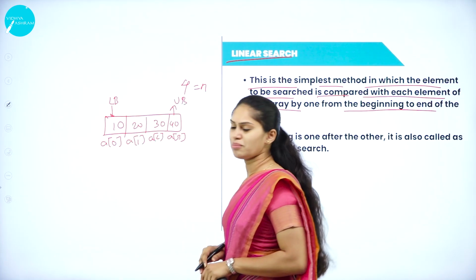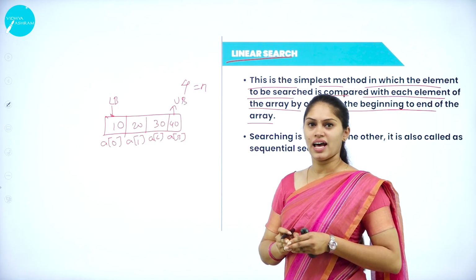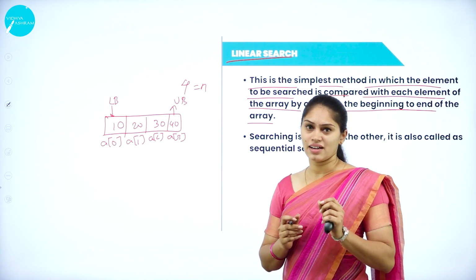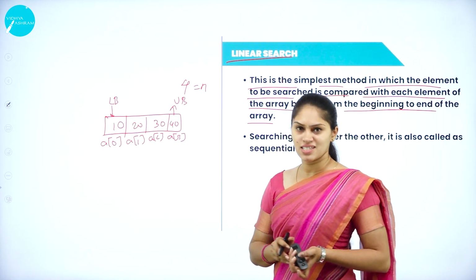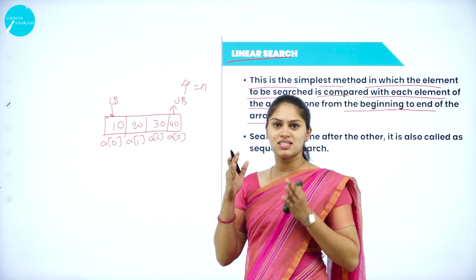So lower bound is nothing but the first element of an array, so I can call that the base address. Here we have an upper bound, that is the maximum number of elements in an array.